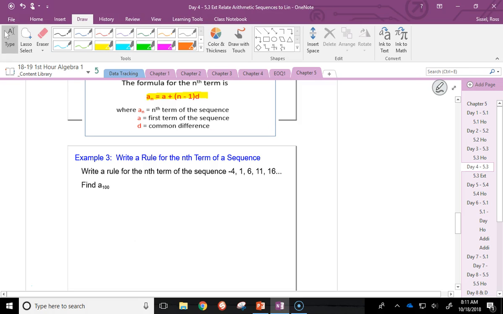Write a rule for the nth term of the sequence. So they give us our sequence. What we are going to do is apply this equation: AN equals A plus (n minus 1) times d.